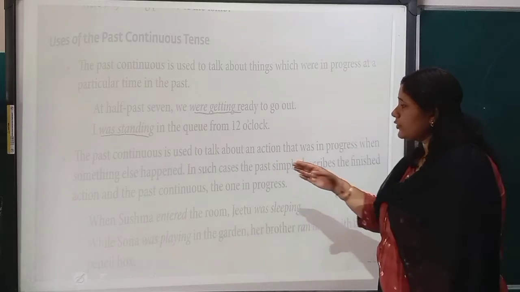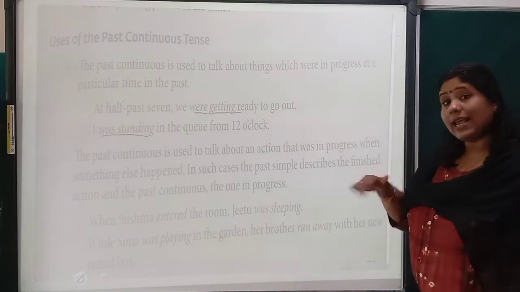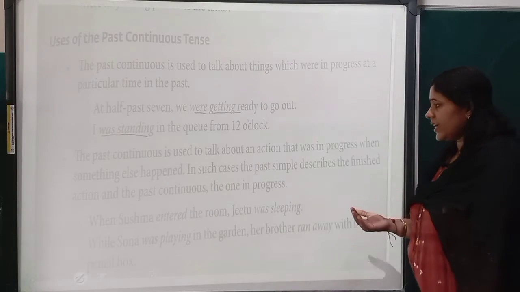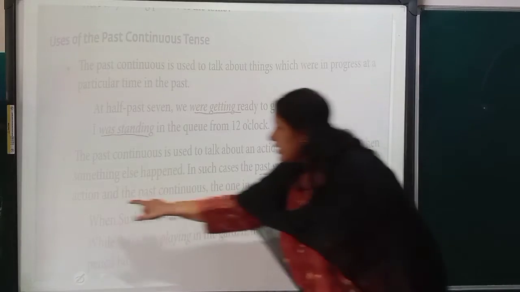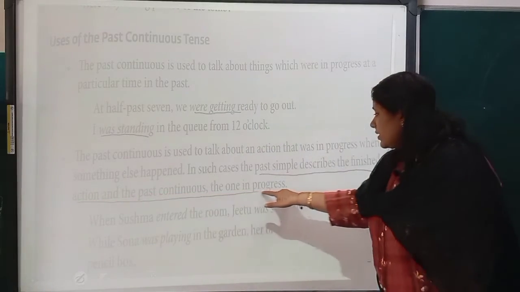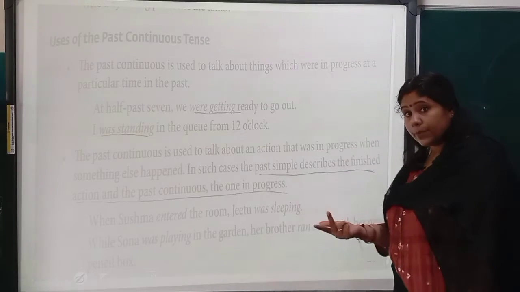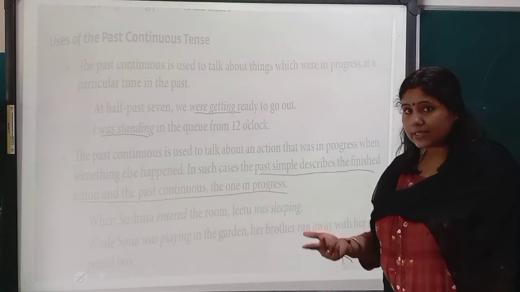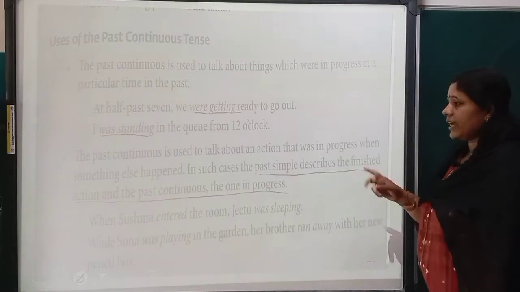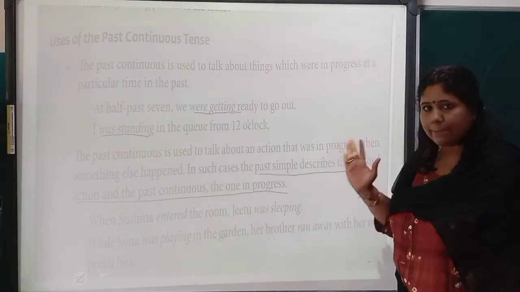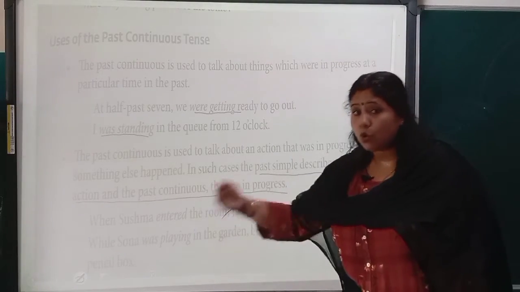The past continuous is used to talk about an action that was in progress when something else happened. In such cases, the past simple describes the finished action and the past continuous the one in progress. So whenever we have both simple past and past continuous, the simple past describes a finished action, already happened, and the past continuous is in progress.